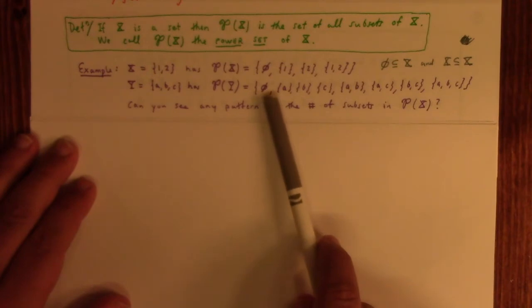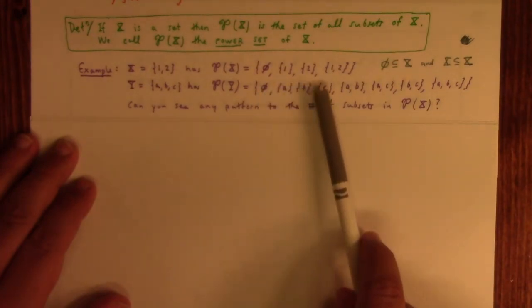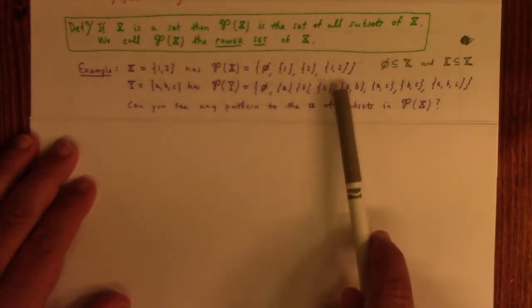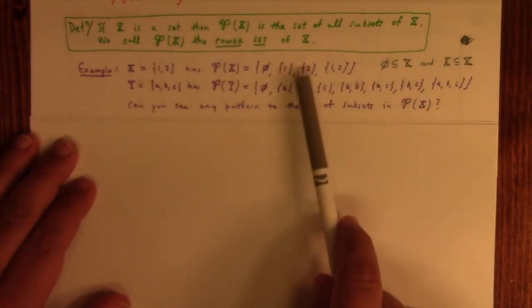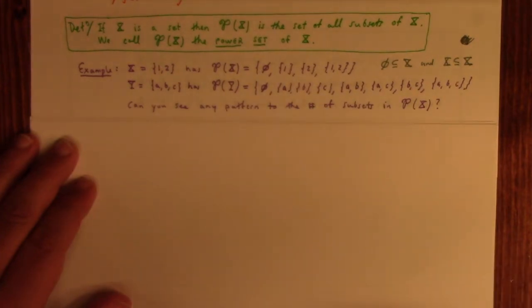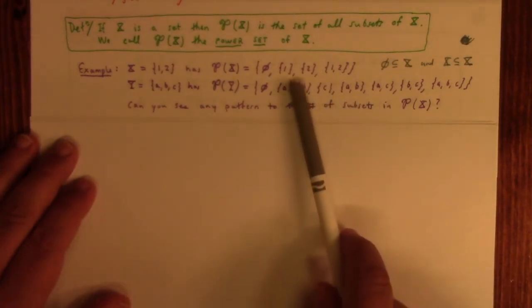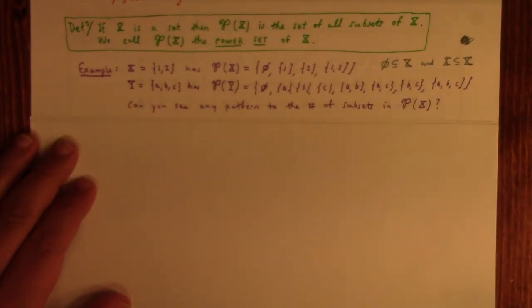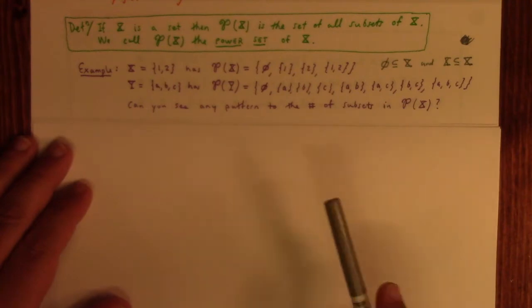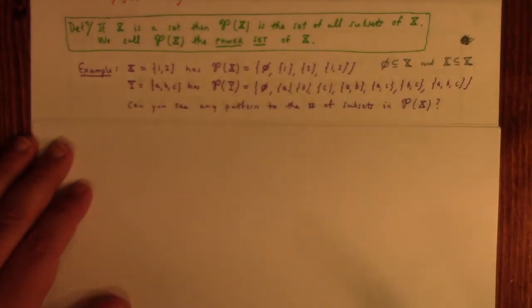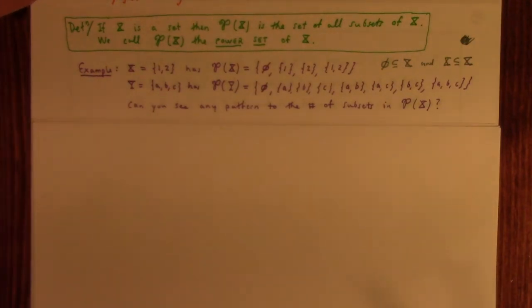So I believe there are 1, 2, 3, 4, 5, 6, 7 proper subsets of the power set of Y. There are 3 proper subsets of the power set of X. Sometimes people want non-trivial, non-empty proper subsets. Non-empty proper subsets, there's 2 of them here, there's 6 of them there. Anyway, I have a question, maybe a kind of fun question. Can you see any pattern to the number of subsets in the power set? That's something we'll come back to as we talk about cardinality.